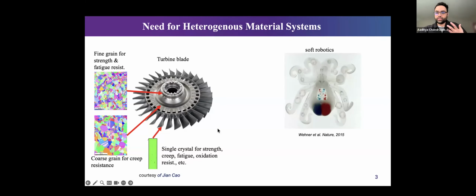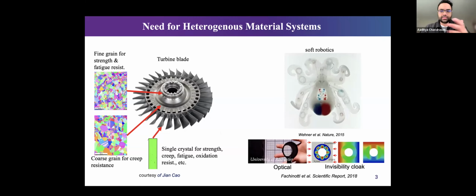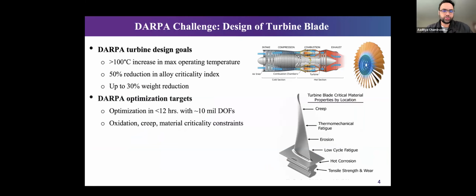The other things that we work on in the lab are things like soft robotics, where once again, if you wanted to program some functionality into the response of the material, you want to have a heterogeneous material system. As well as things like optical cloaking and so on, where you can have some kind of optimized material distribution to get your cloaking. So that sets the stage for why one would even think about designing with a heterogeneous material system. And to go into a little bit more detail, maybe I'll talk about the actual project that we're working on.